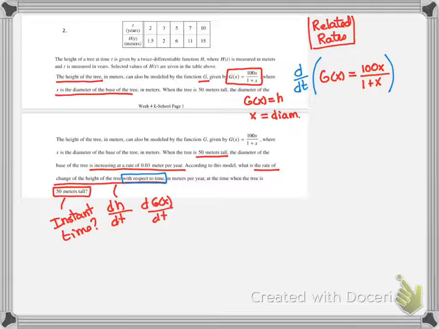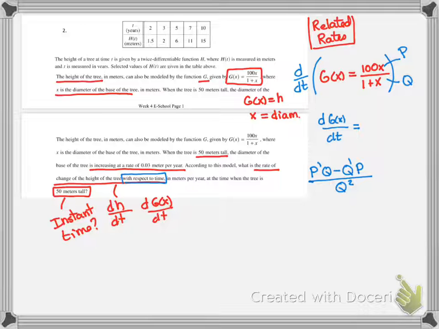So the derivative of g with respect to time will be the derivative of the other side, and as we see here, we really have a quotient. I think of this as p over q. So the derivative of any quotient will be p prime q, the derivative of the numerator times the denominator, minus the derivative of the denominator times the numerator, all over the denominator squared.